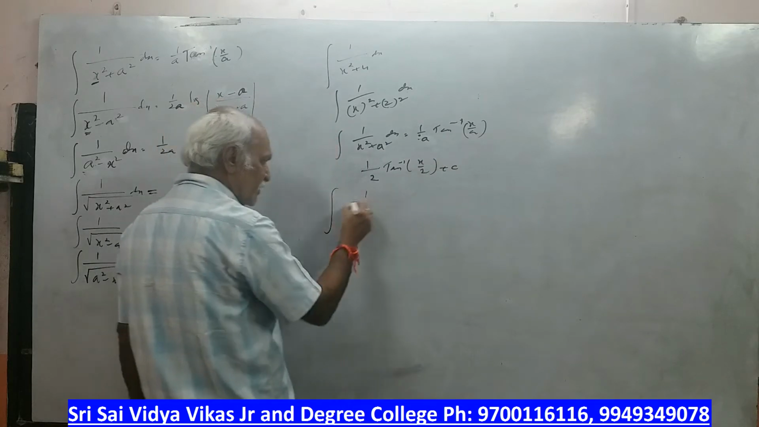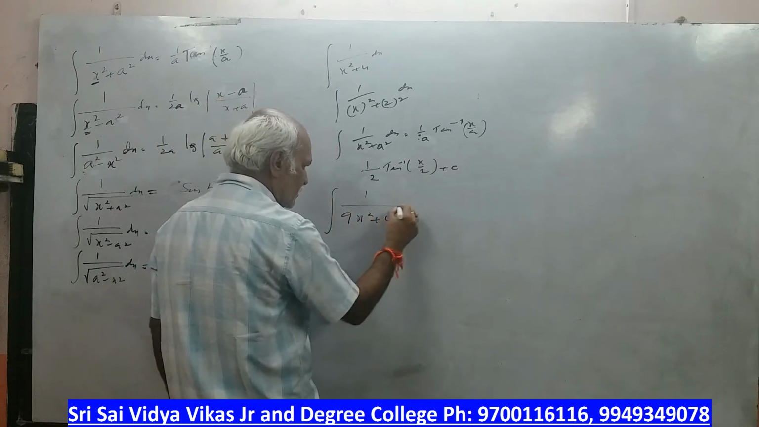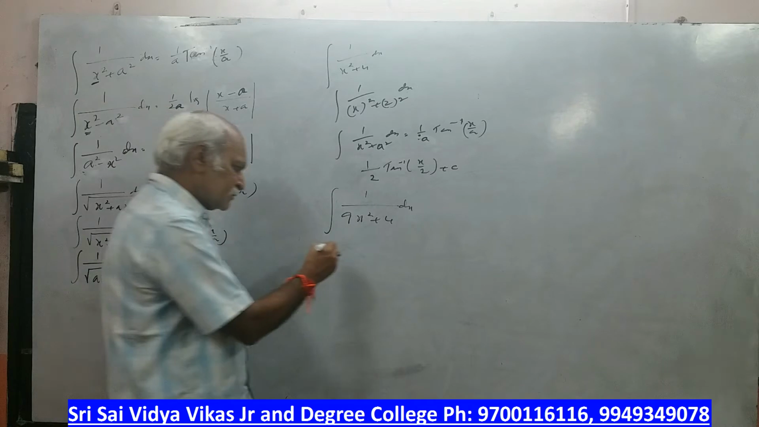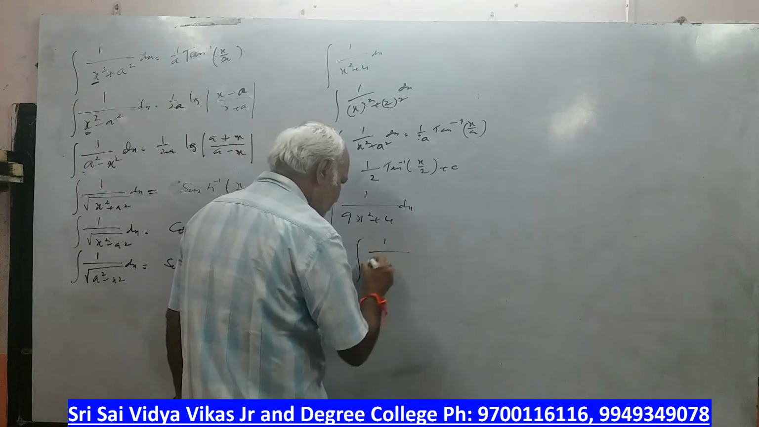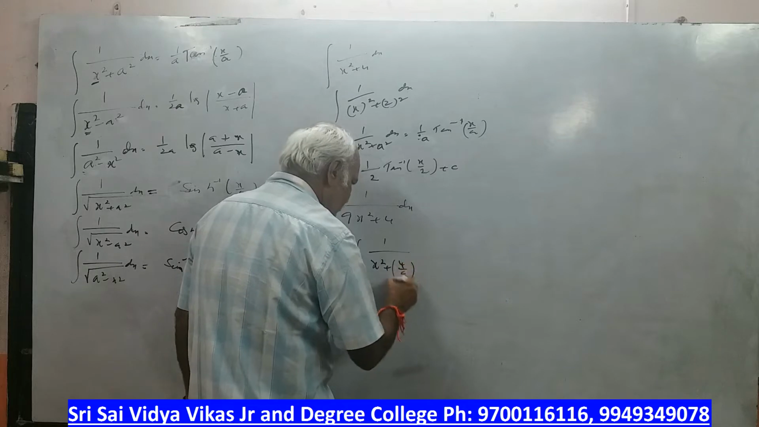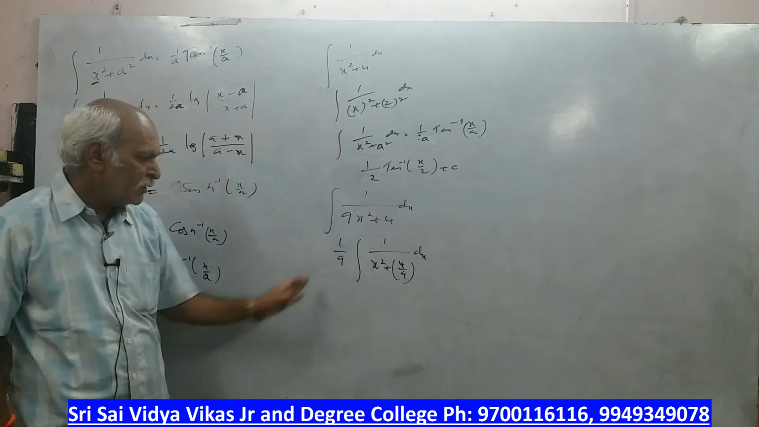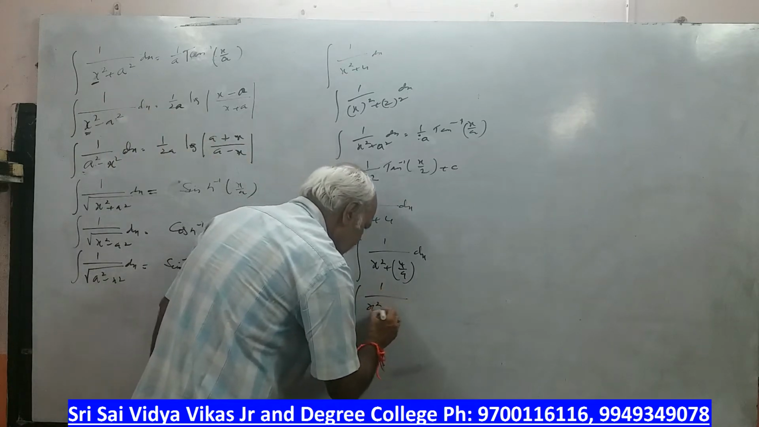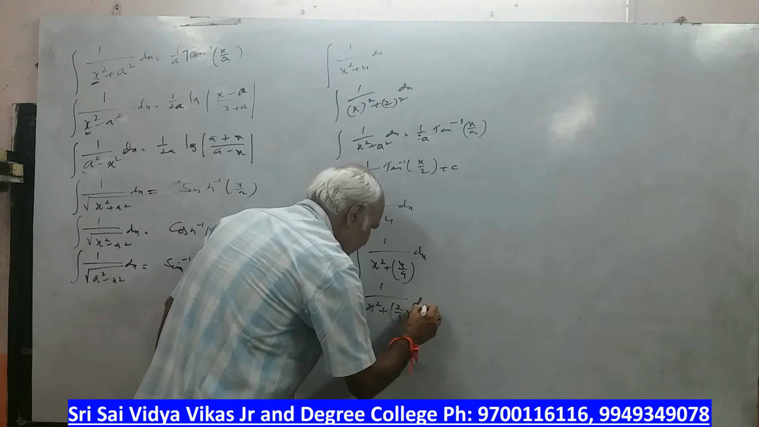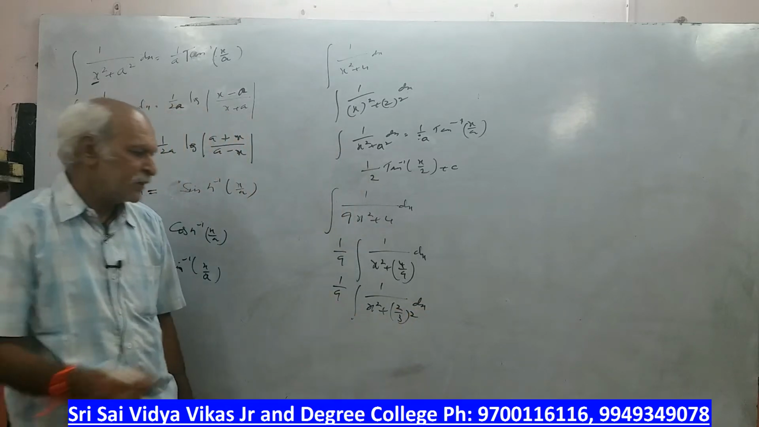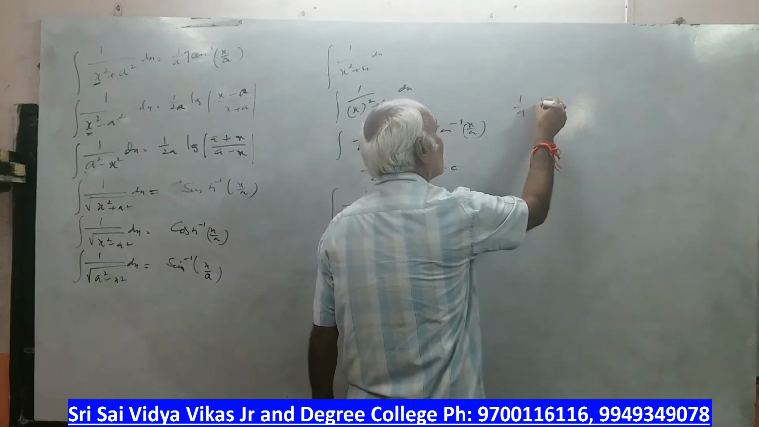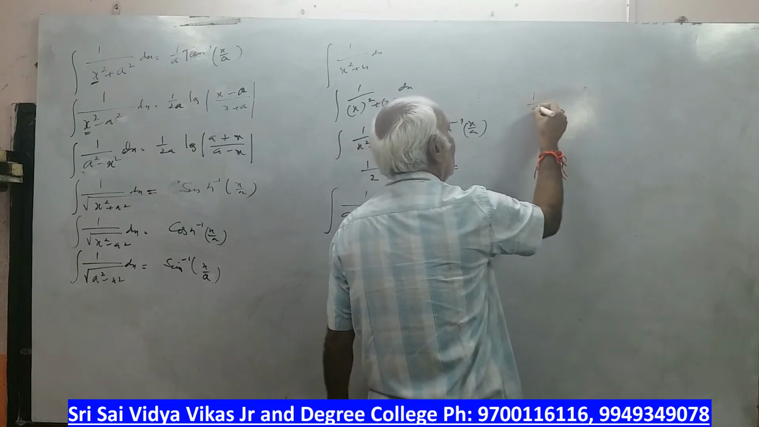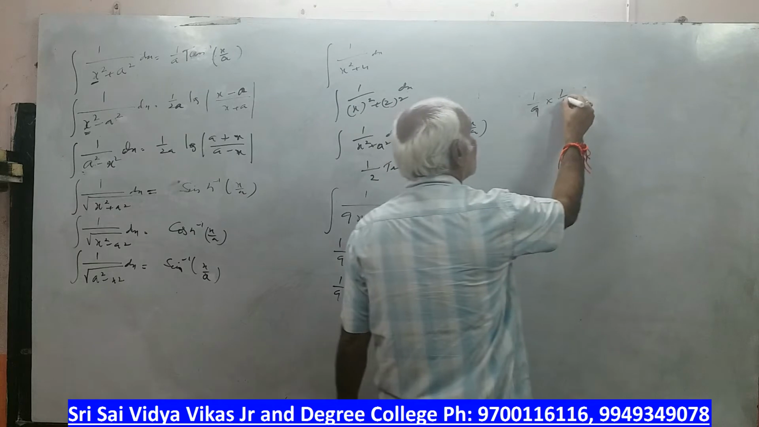For example, look at here, this is very, very important. If it is given like this, we cannot use the formula directly. First you have to take out 9 common. So I have taken 9 common, so x square plus 4 by 9 dx. So what I have done? X square plus 2 by 3 whole square. So 1 by a. A means what, sir? 2 by 3.